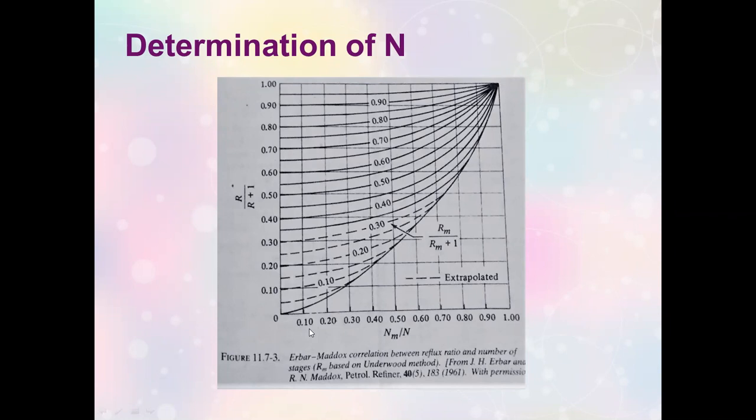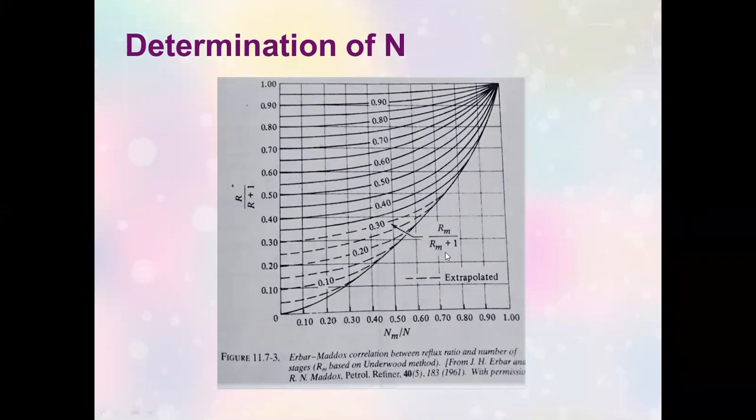Okay, so that's it. The intersection of your Q line or your feed line to your equilibrium curve is the pinch point. And that pinch point will have the coordinates X prime and Y prime, and that you will be using in the formula that is given to you. That way you can determine the R minimum that you will be using here.